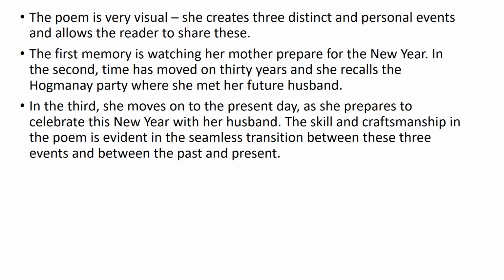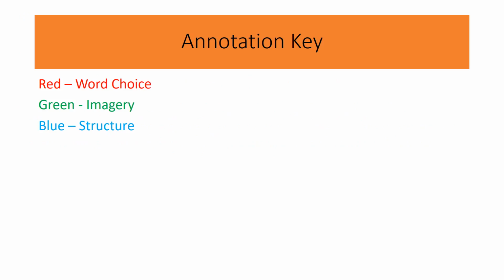So I want you to think about the poem being very visual here. Three distinct personal events allow the reader to share these. The first memory she has is watching her mum prepare for the new year. She's cleaning the house top to bottom. The second one, she's moved on 30 years and she recalls the Hogmanay party where she met her future husband. And the third one, she moves on to the present day as she prepares to celebrate the new year with her husband. It's so skillful. You don't even really notice these transitions.